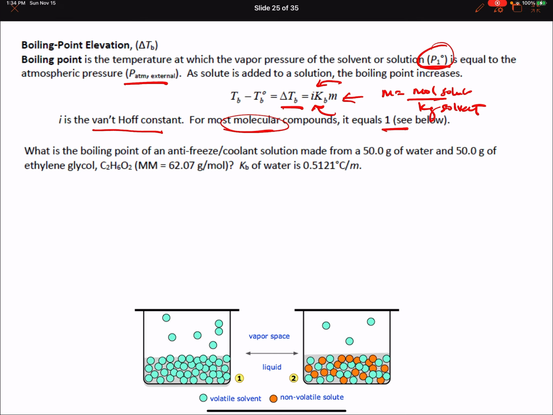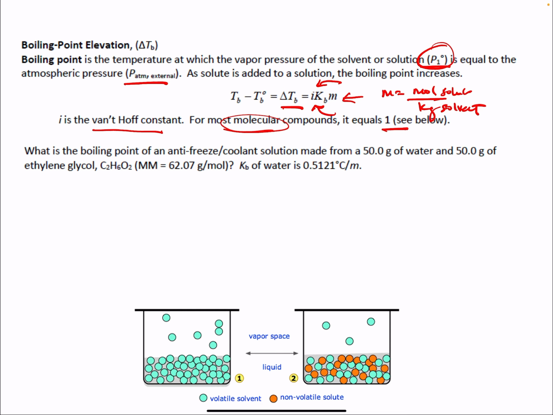But let's see here. Okay, so what's the boiling point of an antifreeze coolant solution made from 50 grams of water and 50 grams of ethylene glycol? Okay, so the normal boiling point of water is 100 degrees. Right, we don't want it to boil in your radiator, so we put in antifreeze, which actually helps it not boil, to raise the boiling point up. So if I want to calculate the boiling point, I need to know the change in the boiling point, which is the boiling point elevation, equals, I'm going to write i, K B times m.